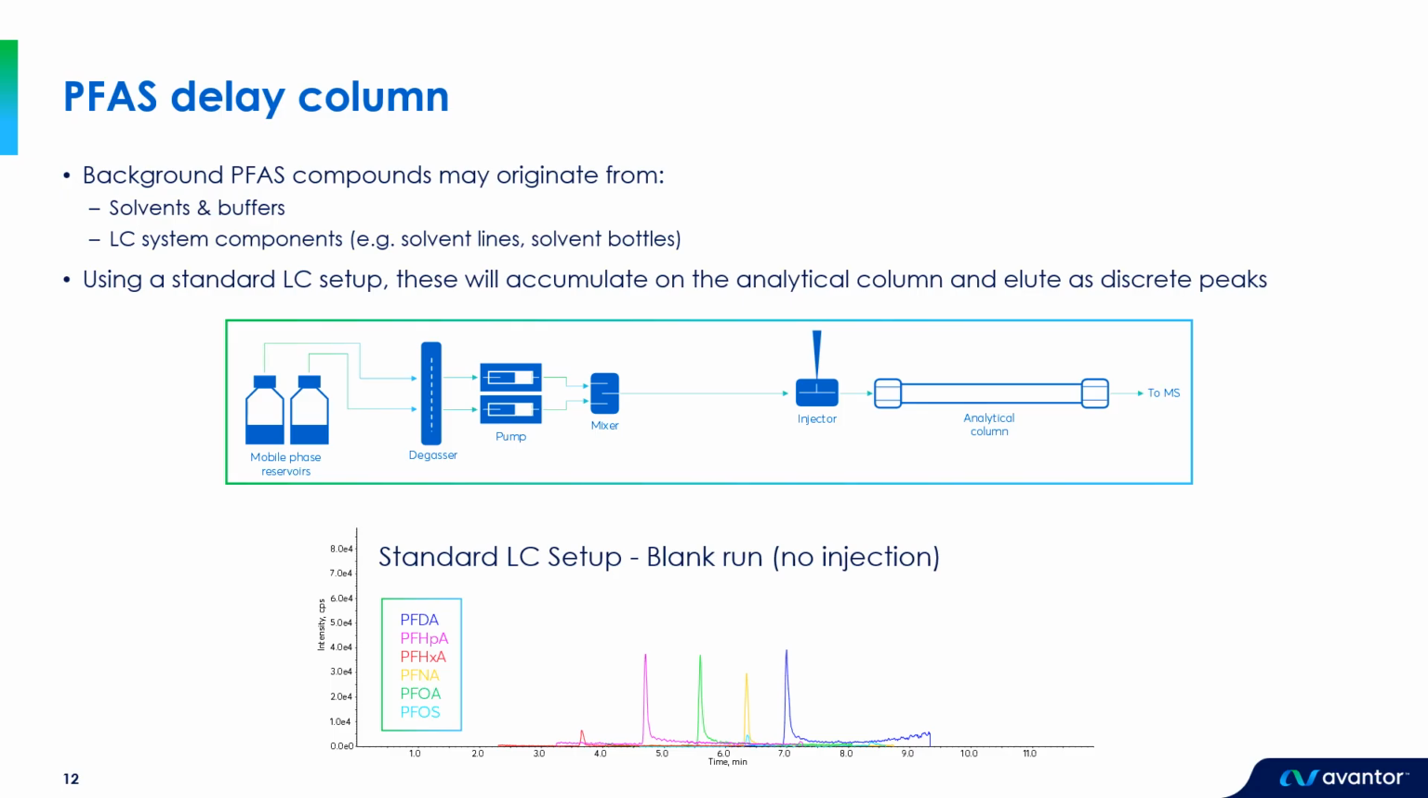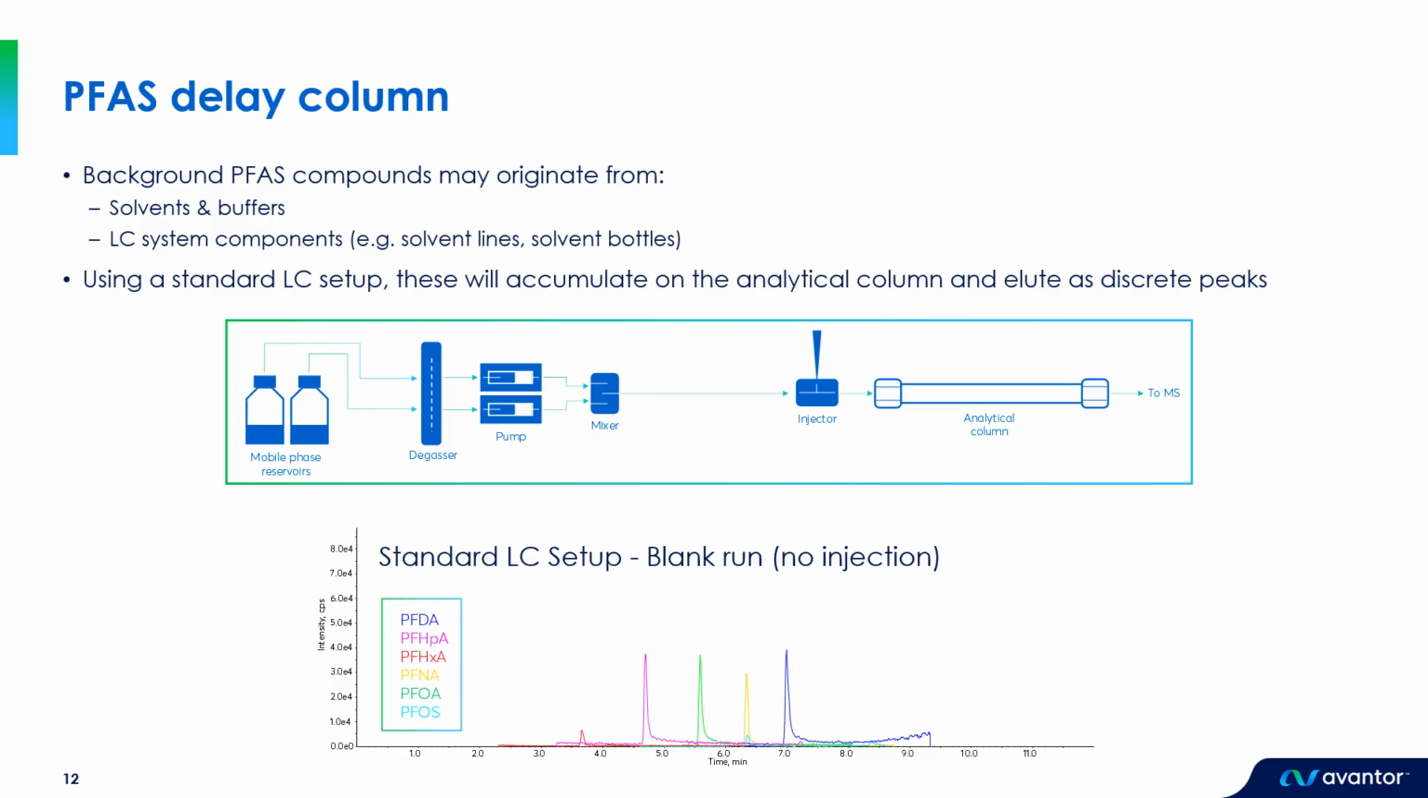Essentially, if we consider a standard LC setup, which is shown in the diagram here, any PFAS contained within the mobile phase, the degasser, the pump, the mixer, or the injector will accumulate on the head of our analytical column when we equilibrate it before sample injection. When we begin the gradient, those PFAS will elute from the column and be detected by the mass spec.